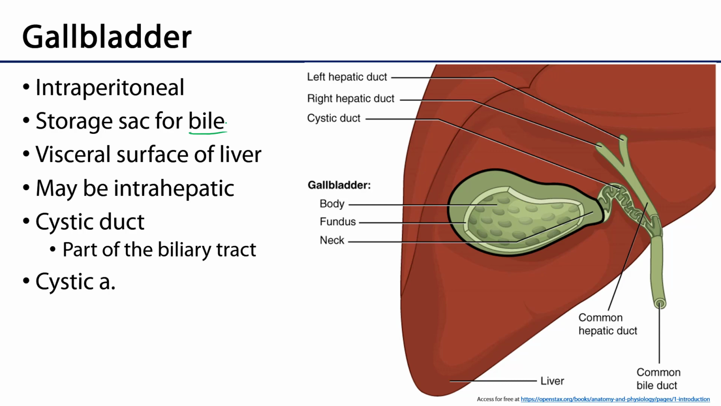So we can see the gallbladder is drained and filled through the cystic duct. That cystic duct joins with the common hepatic duct, and where the 2 combine, we have the common bile duct, sometimes just called the bile duct. That gallbladder is supplied with blood from the cystic artery.